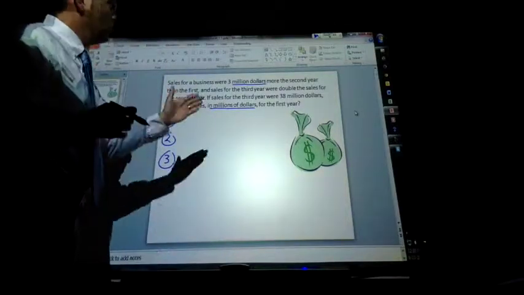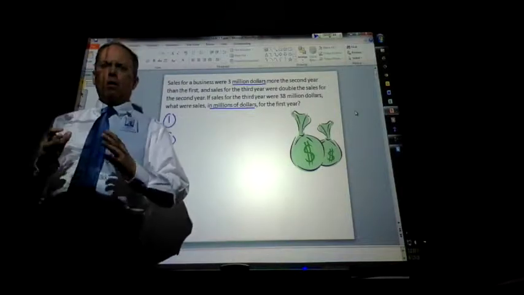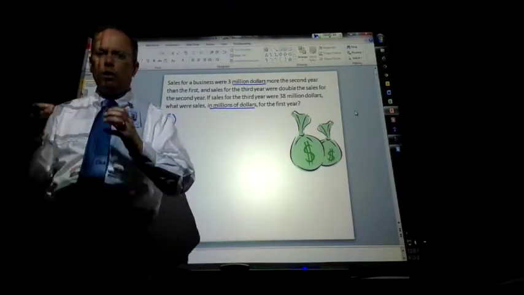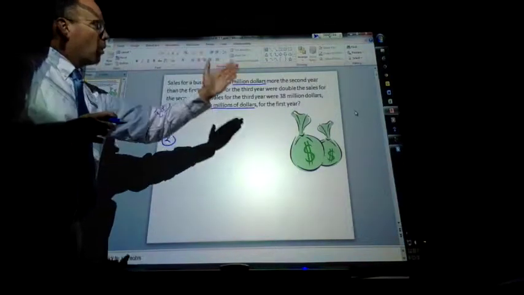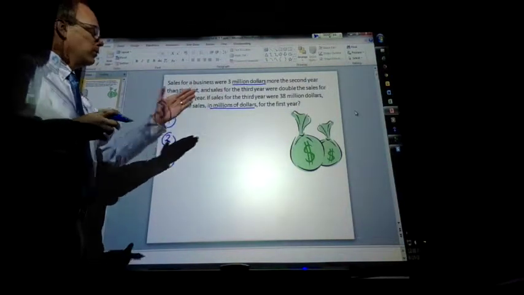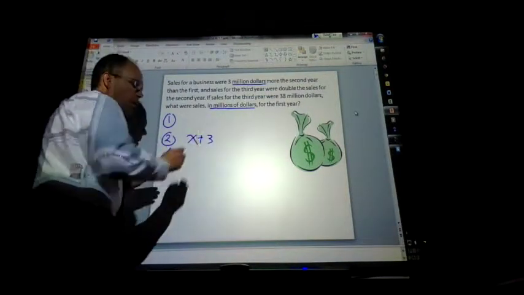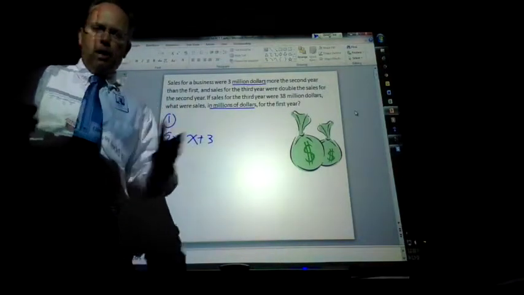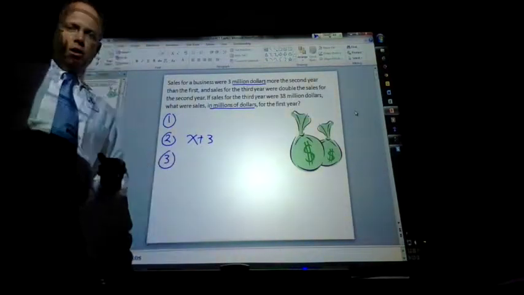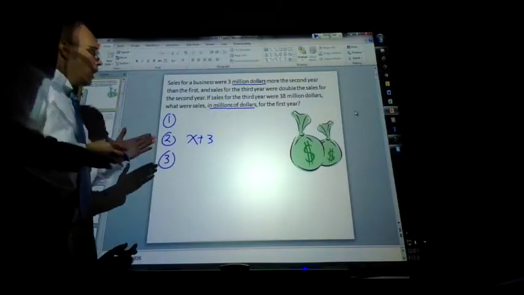It says sales for a business were $3 million more the second year than the first. Remember, I'm not going to worry about the millions. I'm just worrying about 3 more. So we had $3 million more, but I'm condensing it down to 3. It's going to be smaller numbers to deal with, exact same math operation.